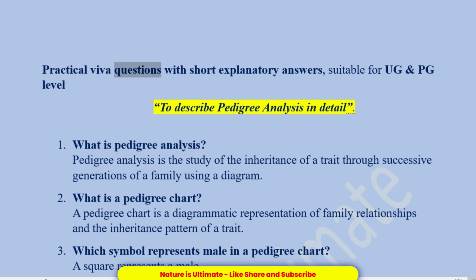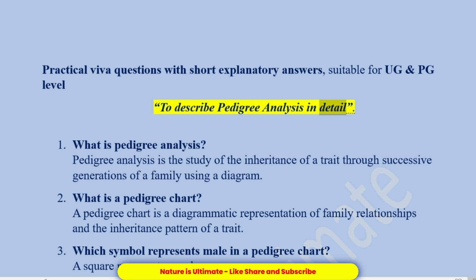Practical viva questions with short explanatory answers, suitable for UG and PG level. To describe pedigree analysis in detail.